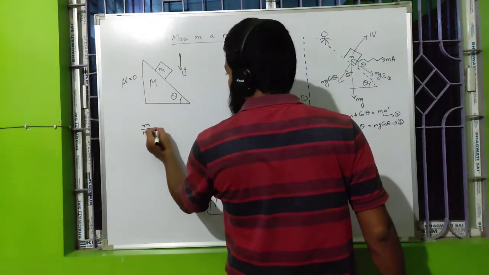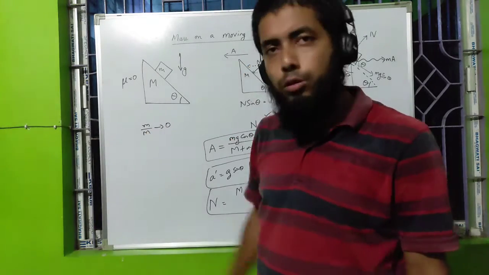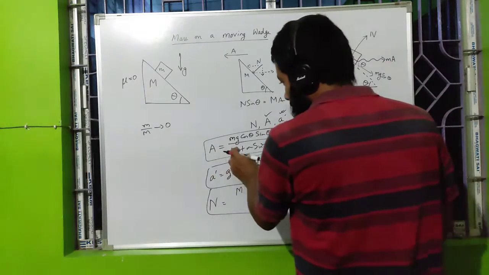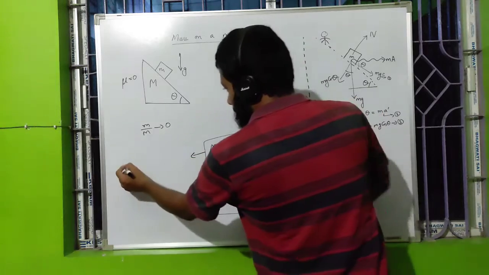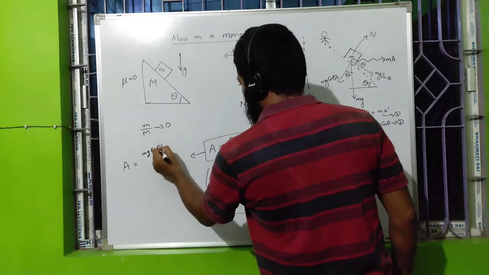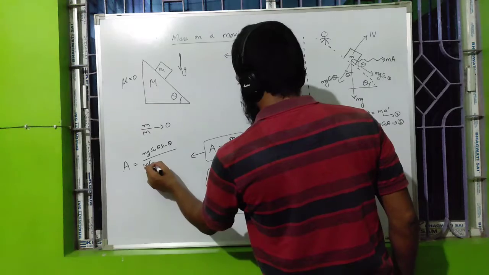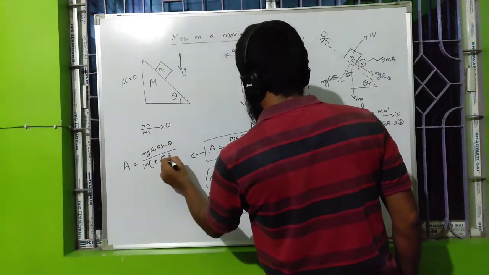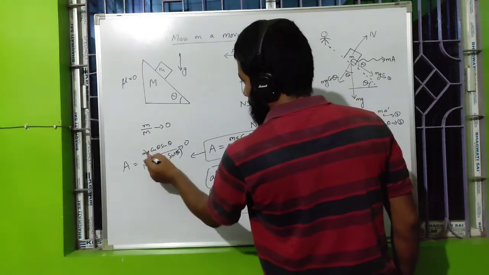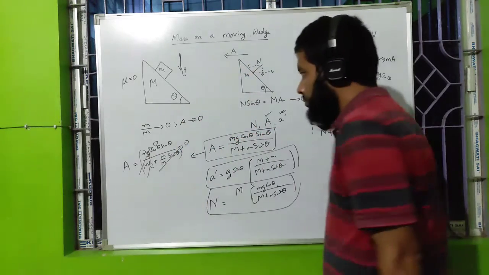M by M should tend to 0. If this is very large, then this ratio should tend to 0. In that case, what should be the value of A? So you can see from here, what should be the value of A? I can write A is equal to MG cos theta sin theta by M into 1 plus M by M sin square theta. But m by m tends to 0, so this tends to 0, and moreover, so this tends to 0. So I can say A tends to 0.